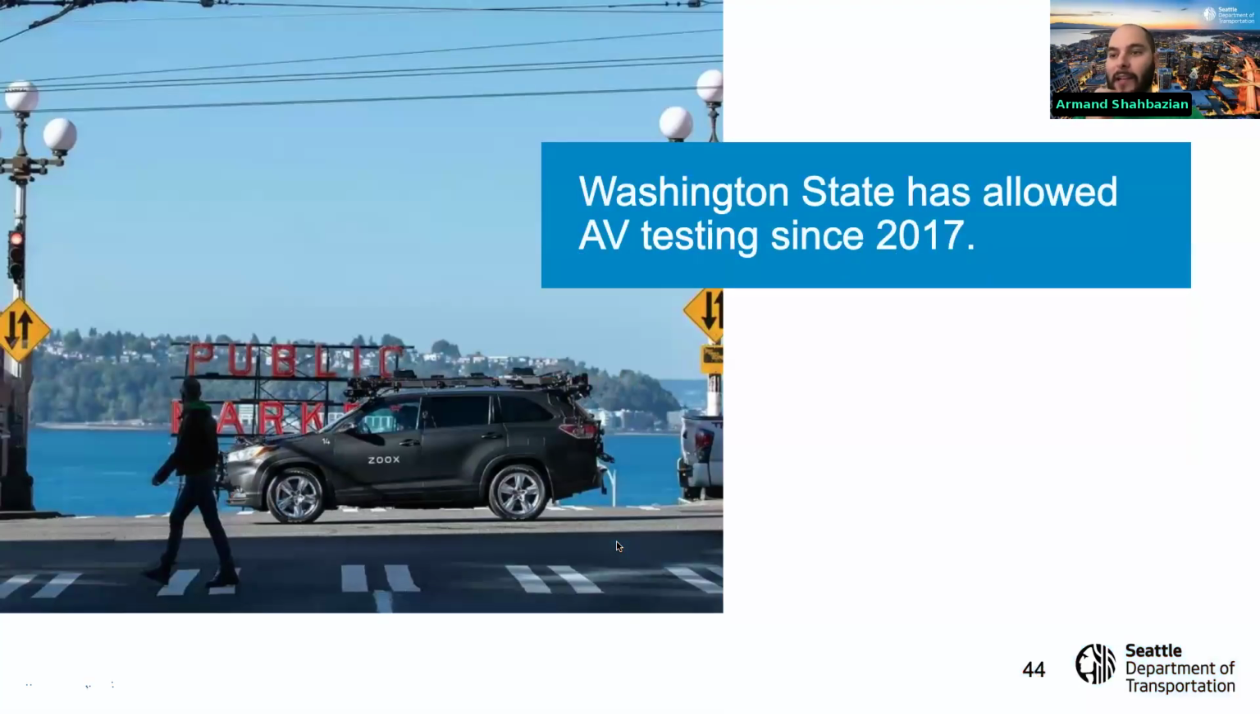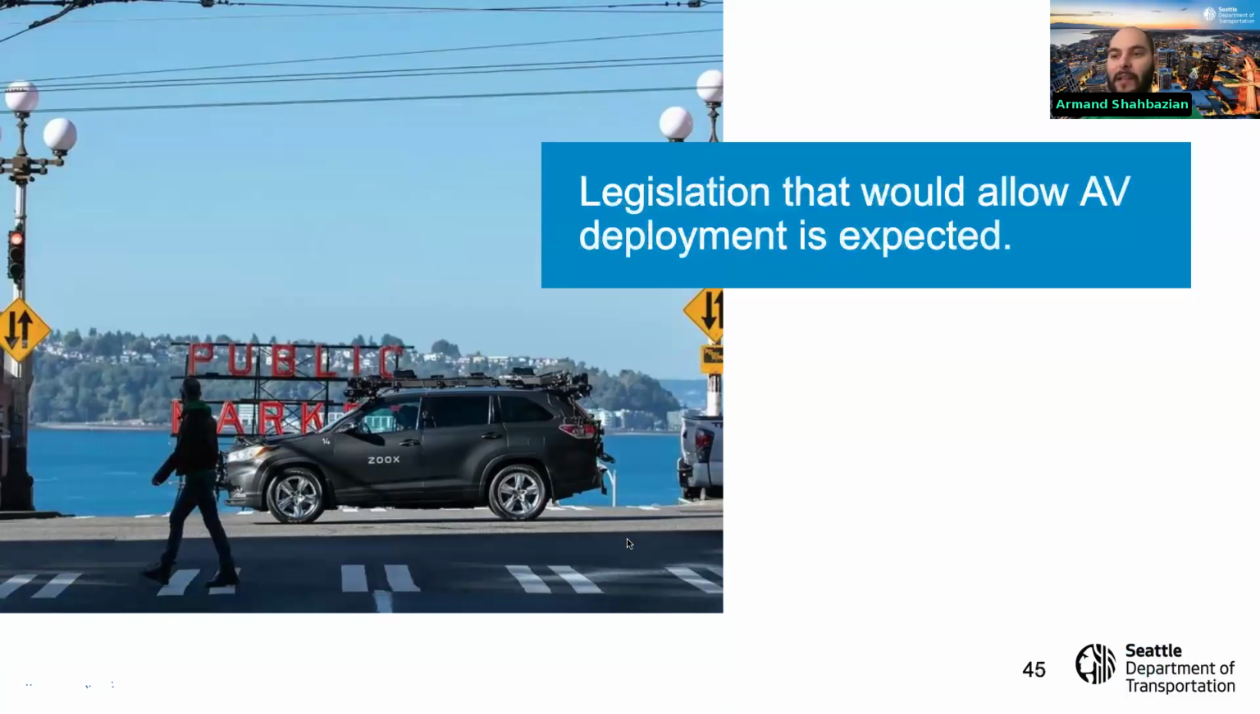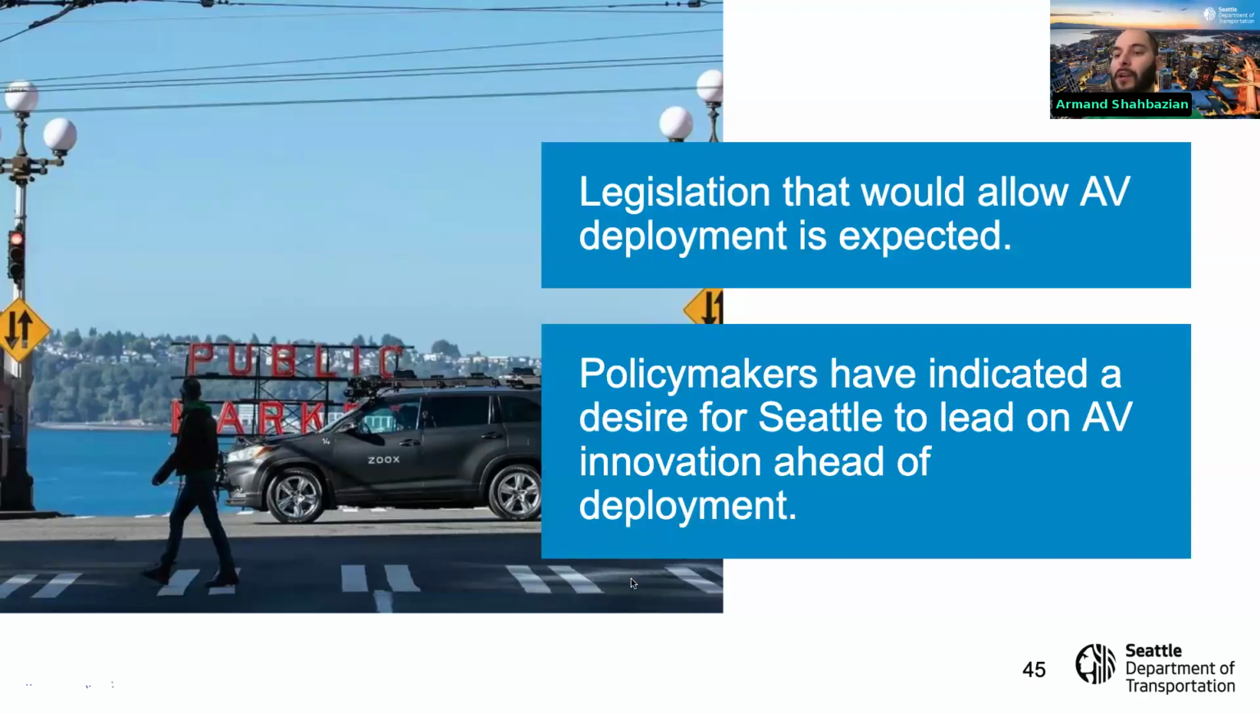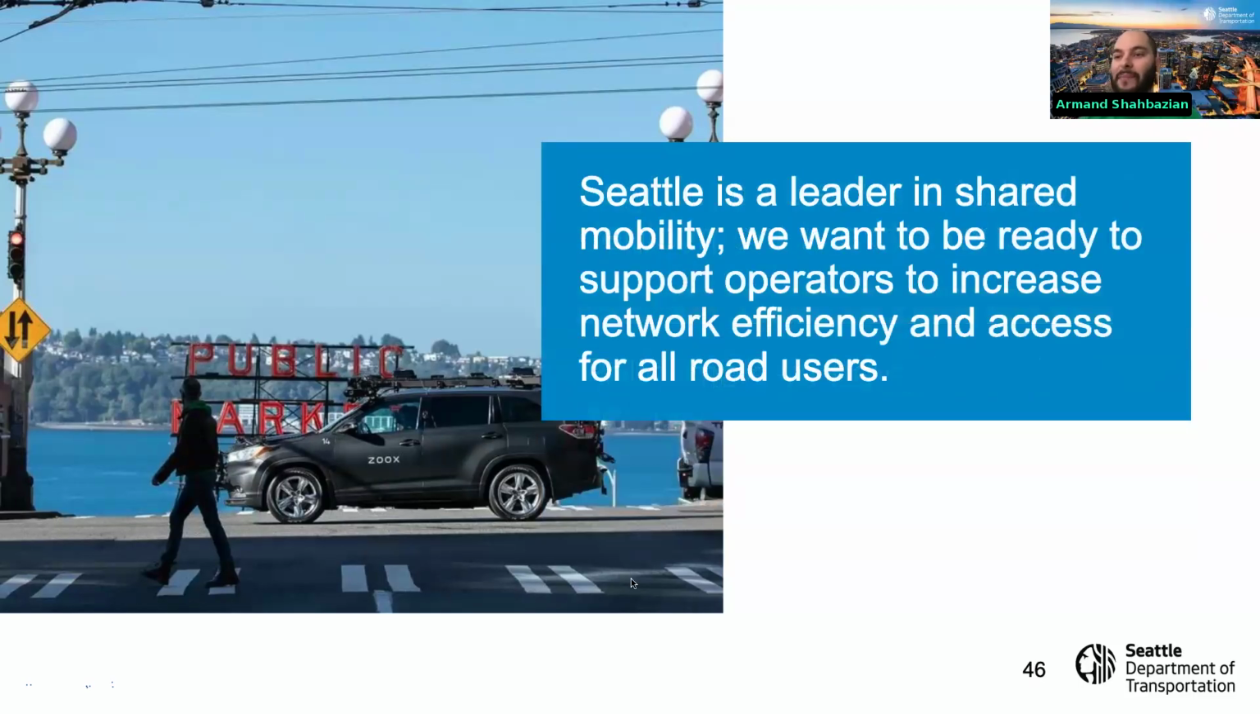Next slide. So for some context, Washington State has allowed autonomous vehicle testing since 2017. Next slide. We are in a current space where Washington still remains a testing-only state, but we do expect legislation that would allow for commercial deployment. Policymakers in Washington have also indicated that Seattle should lead on AV innovation ahead of commercial deployment, recognizing, next slide please, that autonomous vehicle services highly impact urban areas, and that we want to be able to act as a dedicated partner to support network efficiency and access for all road users.